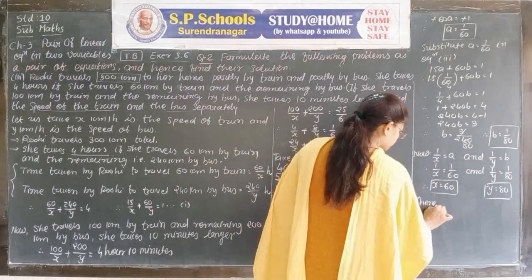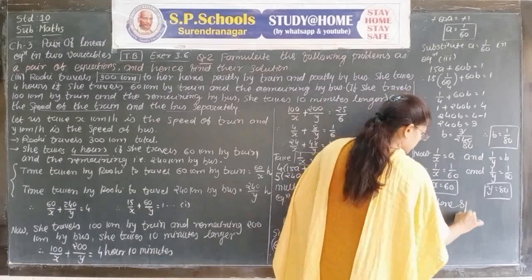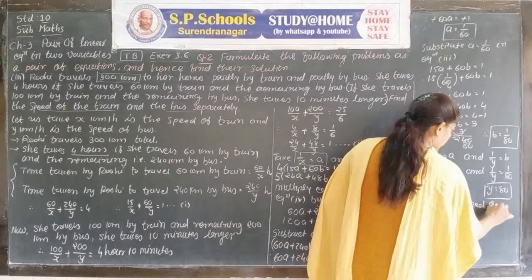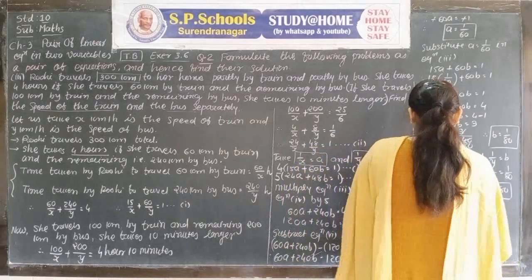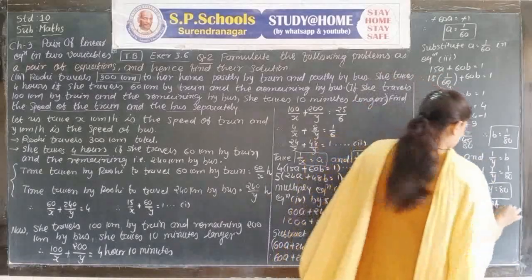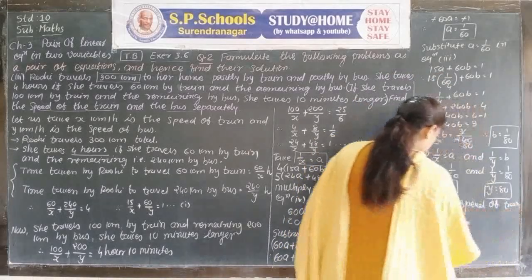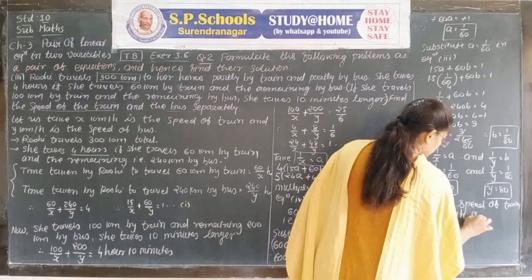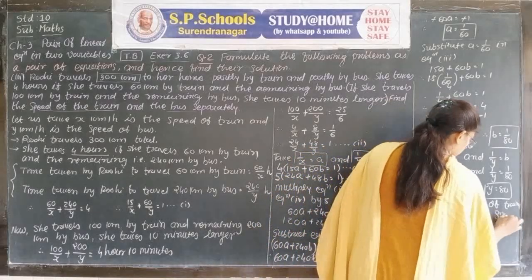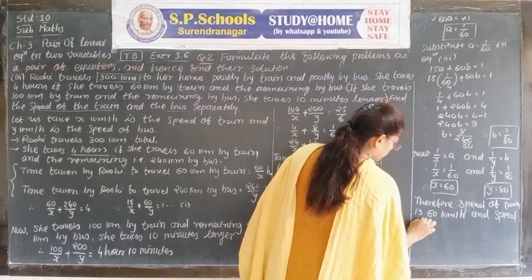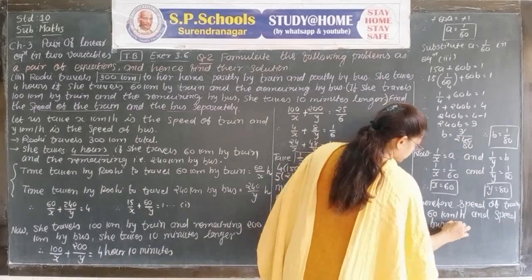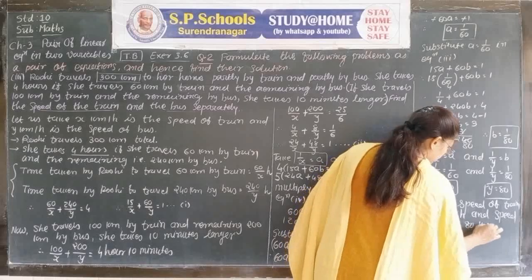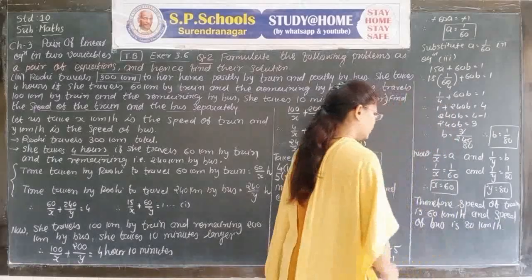Therefore, the speed of the train is 60 km per hour and the speed of the bus is 80 km per hour.